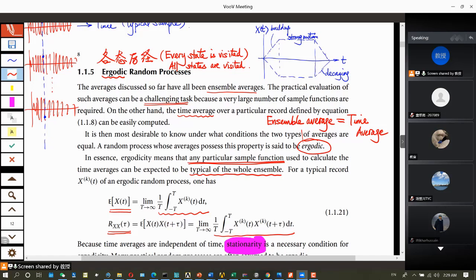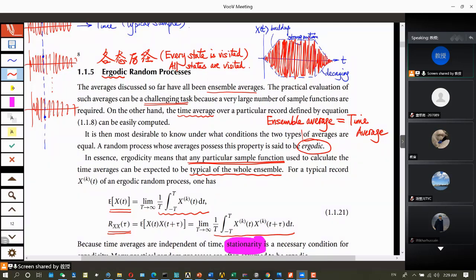And then the earthquake would be something like this. Okay, so is this ergodic? Obviously not, because in the strong motion phase, it visits all the states. Okay, so from small to large.